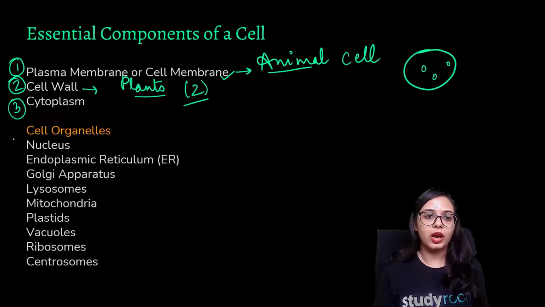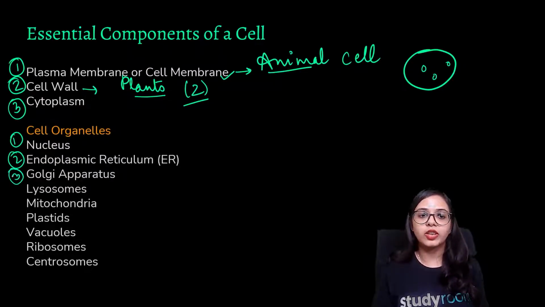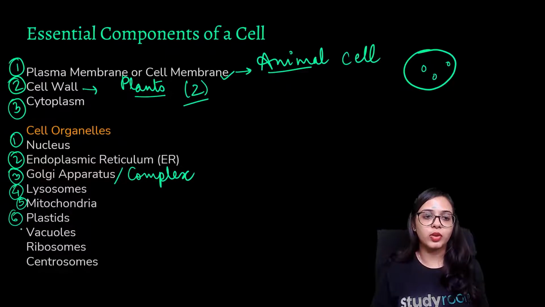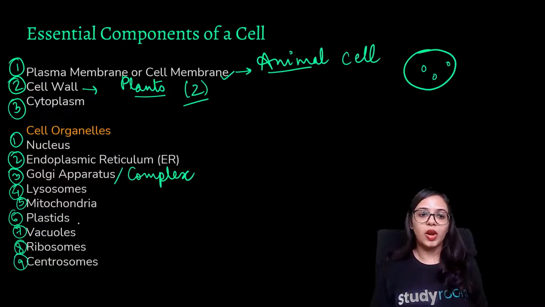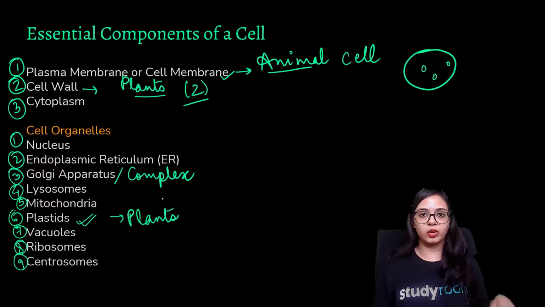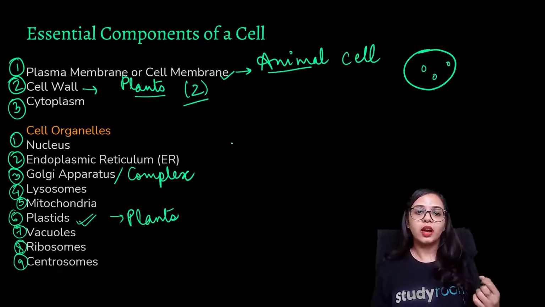Cell organelles: first the nucleus, then the endoplasmic reticulum, which we also call ER, then the Golgi apparatus or the Golgi complex. Then we have lysosomes, mitochondria, plastids, vacuoles, ribosomes, and centrosomes. Plastids are also found in plants. There is no distinction here of what is found in plants and what in animals, but while we discuss the different organelles, if an organelle is found in plants, I'll explain that, and I'll explain the function as well.